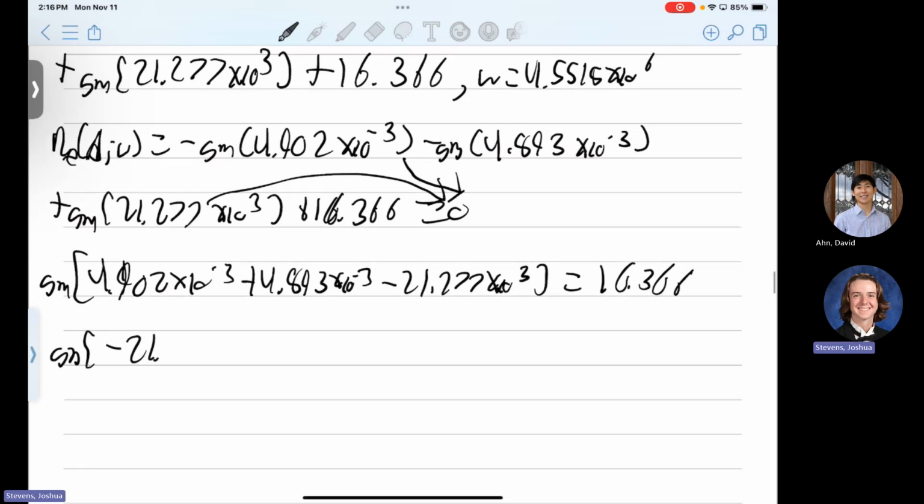Negative 21.269 times 10 to the third equals 16.366. I'll double check something. Just write the name. Will do. Who has a question?